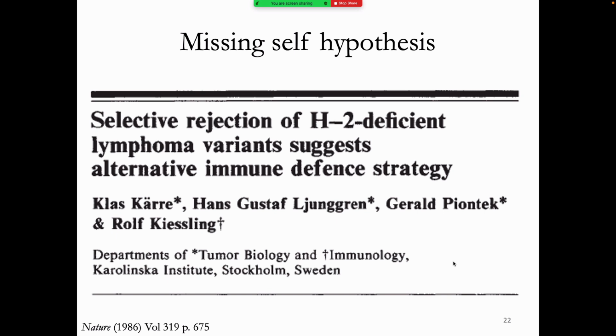That's actually something they didn't know then. They just knew that the cells were H2 deficient. So they knew that the class 1, all the MHCs, didn't go to the surface of the tumor cell. They didn't know why. We now know it's because they have a mutation in TAP.